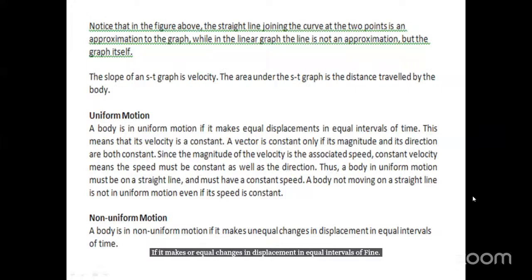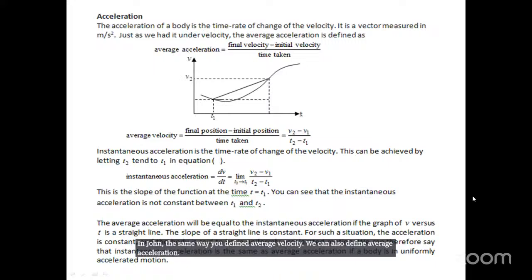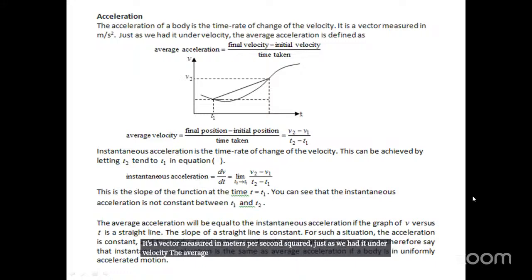Understood? Yes, sir. Let's take a look at acceleration. In just the same way as we defined average velocity, we can also define average acceleration. The acceleration of a body is the time rate of change of its velocity. It's a vector measured in meters per second squared. Just as we had it under velocity, the average acceleration is defined as final velocity minus initial velocity divided by the time taken.